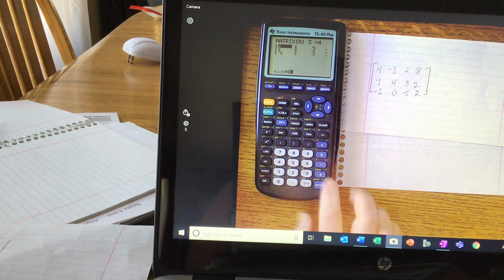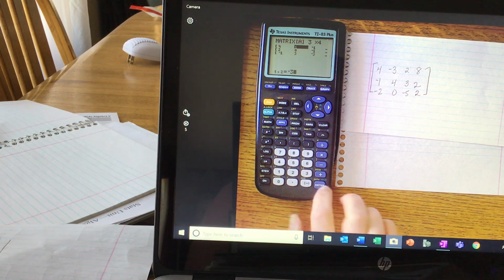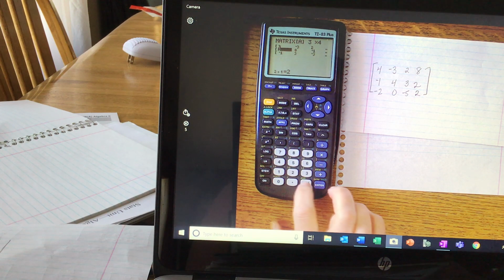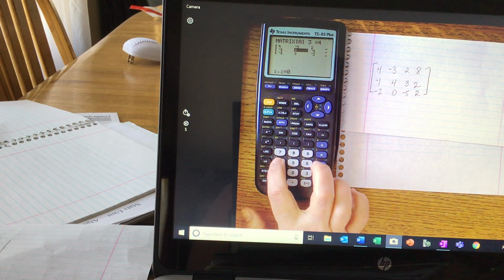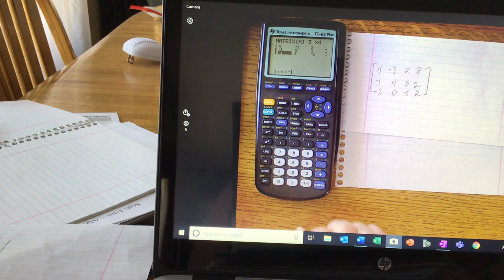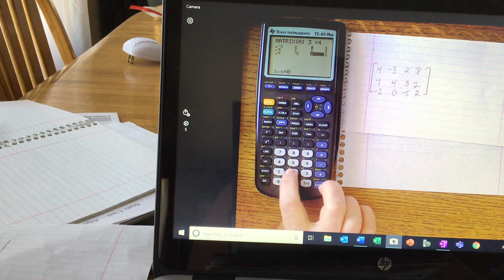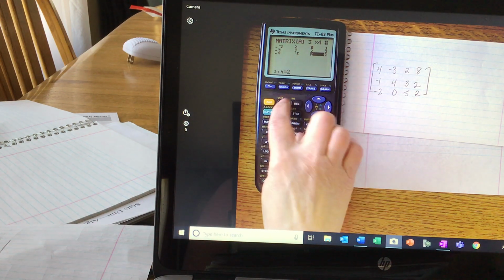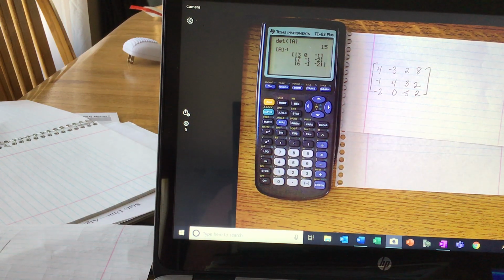So we have 4, enter, negative 3, enter, 2, enter, 8, enter, negative 1, enter, 4, enter, 3, enter, 2, enter, negative 2, enter, 0, enter, negative 5, enter, 2, enter. And then we have our 3 by 4. So now we're going to quit. So second, quit, because we're done entering.